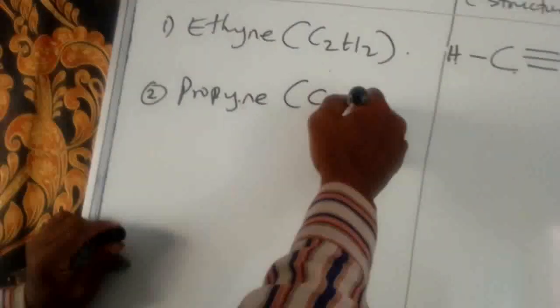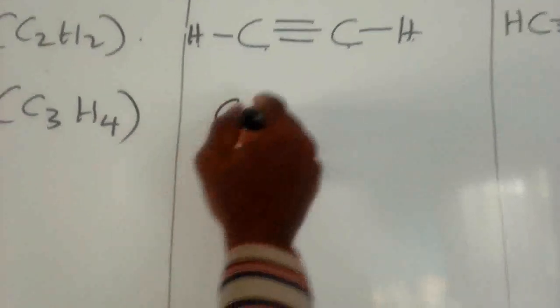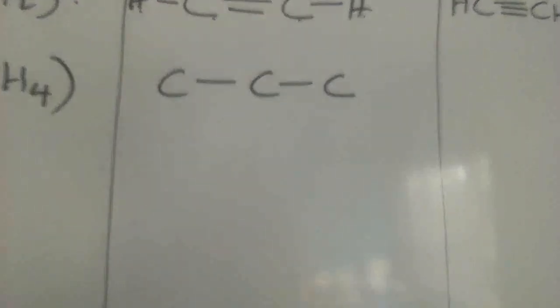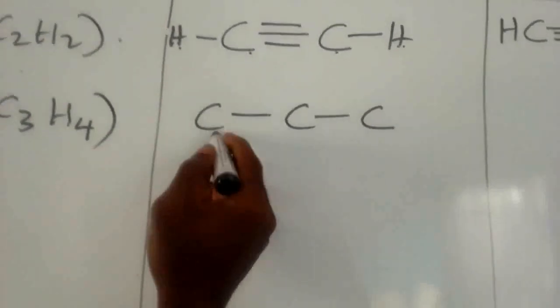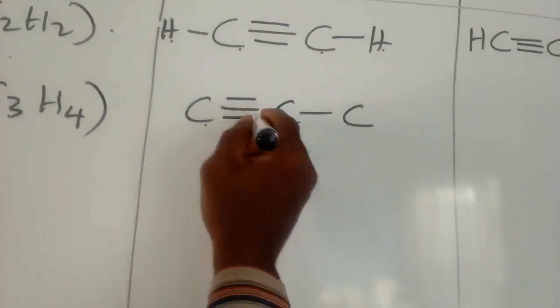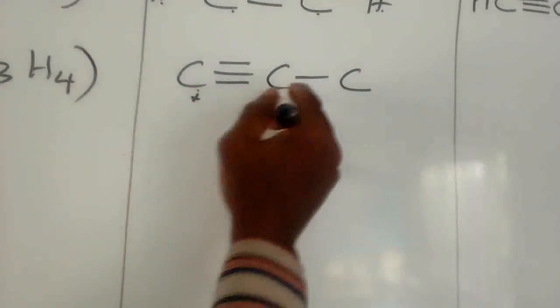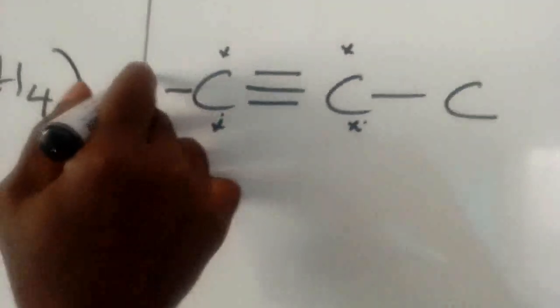Number 2 example of alkyne is propyne, which is C3H4. So let's draw the molecular structure. Here we have 3 carbon atoms, 1, 2, 3, and there is a triple bond somewhere, which should be between any 2 carbon atoms. Let me put it here. We make sure that you eliminate 4 hydrogens above and below the plane. Then you can put hydrogen here, here, there, and there. This is propyne, C3H4.